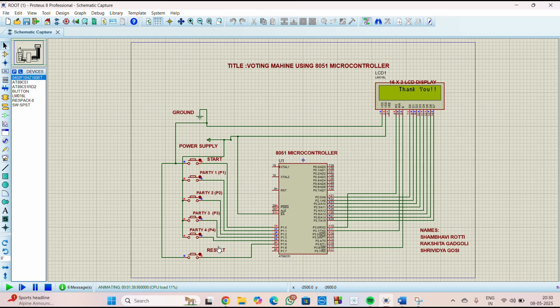The votes will be counted. To display the votes, we have to press the result button. Votes received by each party are displayed. At last, the winning party is displayed. Thank you.